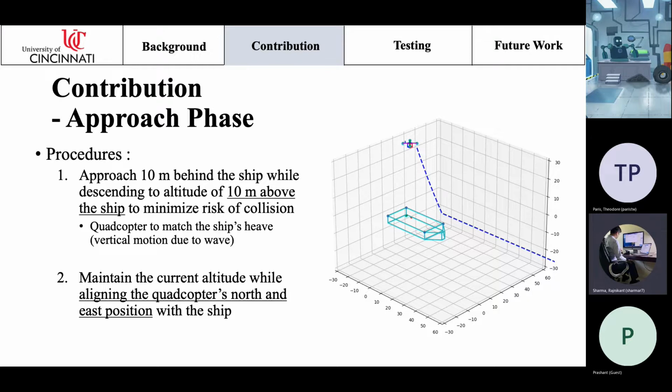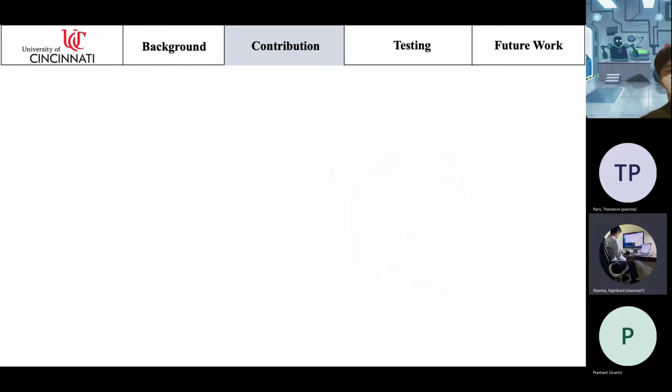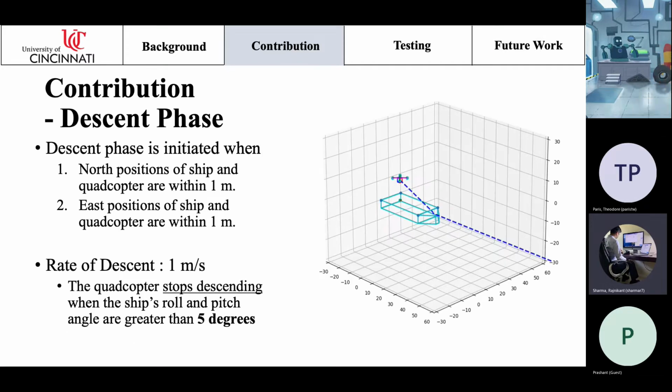So once the altitude is met 10 meters above the boat, it will then slowly move to the landing zone. So it will slowly minimize the error between PN and PE between ship and the quadcopter. And then our second landing phase, which is descent phase, is initiated when the north position and the east position between boat and the quadcopter are within 1 meter.